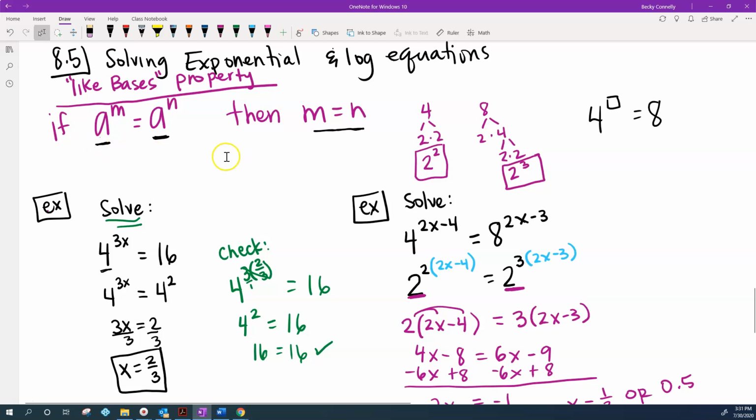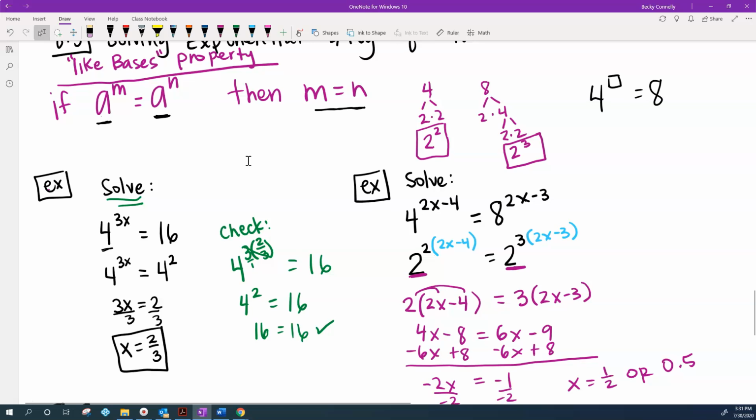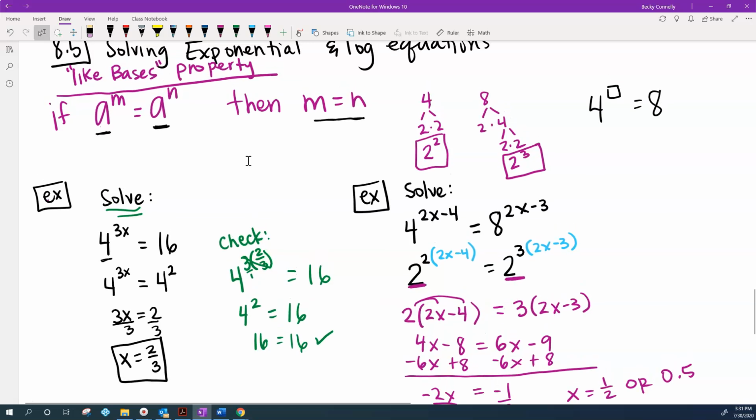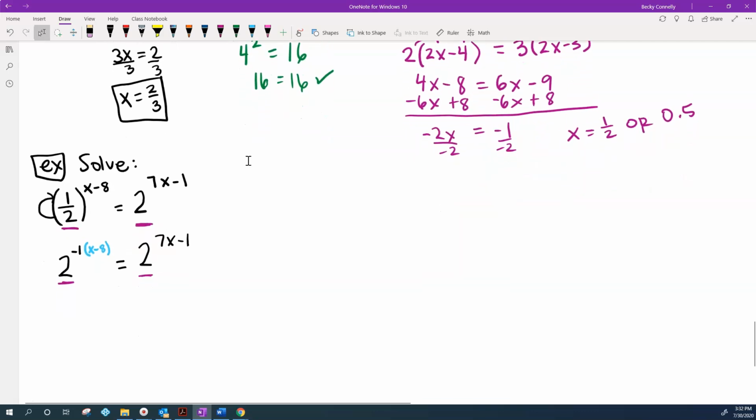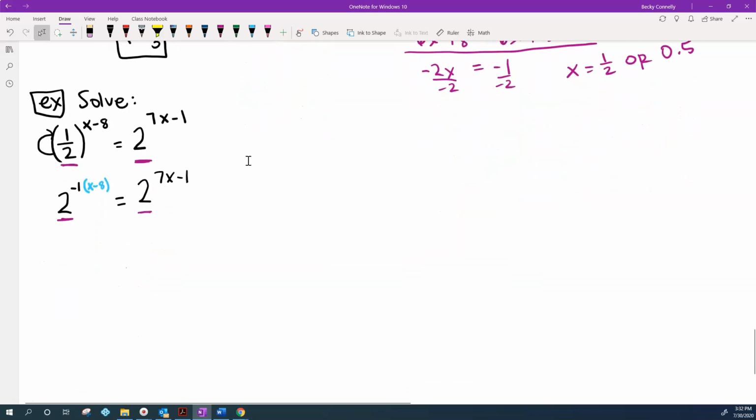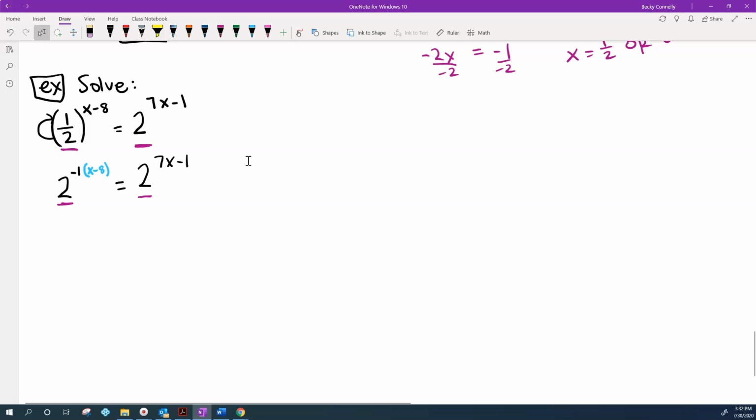Okay, so this thing that we're doing here on all of these are these like bases property, right? Because we're trying to get those bases to be the same on these. So we got our bases both to be 2 there. When I distribute my -1 through, I get -x plus 8 equals 7x plus 1.